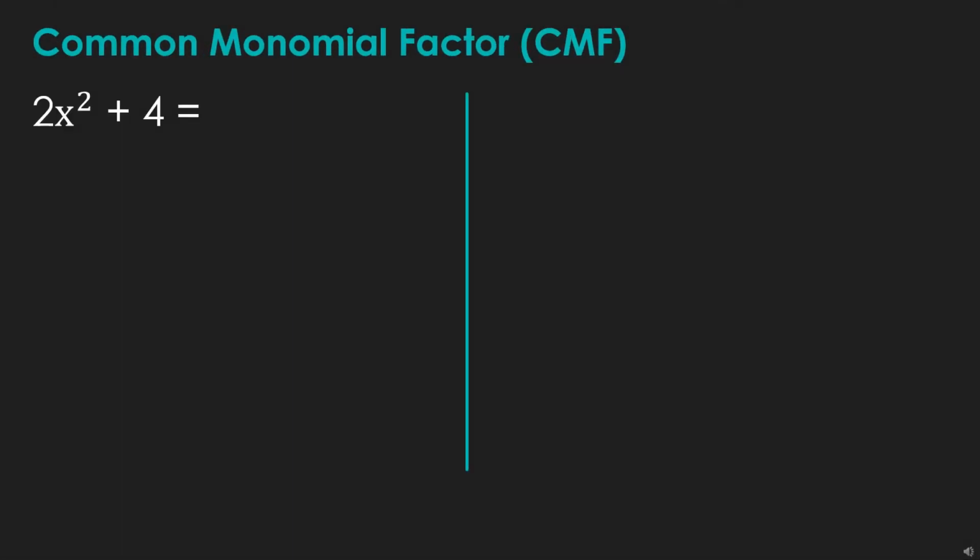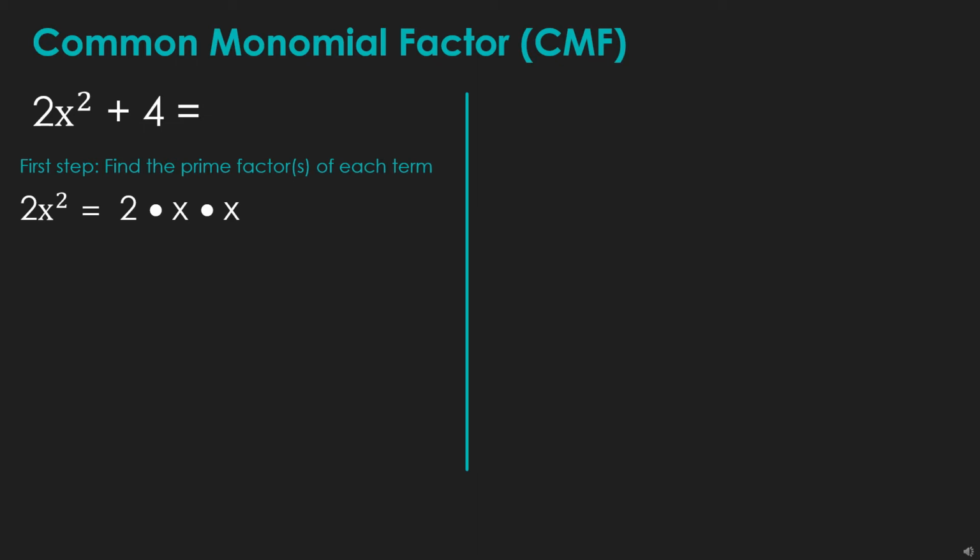First example is 2x squared plus 4. This polynomial has two terms. The first term is 2x squared and the second term is 4. The first step is to get the prime factors of each term. For 2x squared, the prime factors are 2, x, and x.